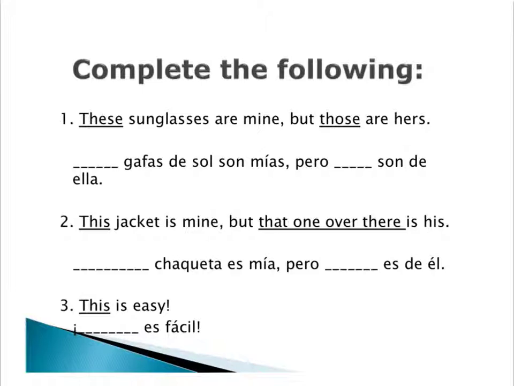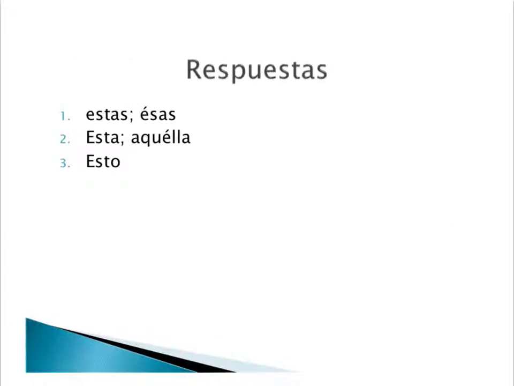Bueno, bien. Here's a little more practice. I'd like you to complete the following. I've given you some translations of exactly what it is that you're trying to express. So pause the presentation here, and of course the next slide will have some answers so that you can check yourself. Bueno. The answers that you should have filled into the blanks are estas and esas with an accent, esta, aquella with an accent, and esto. So another opportunity to check in on how you're doing with this skill.